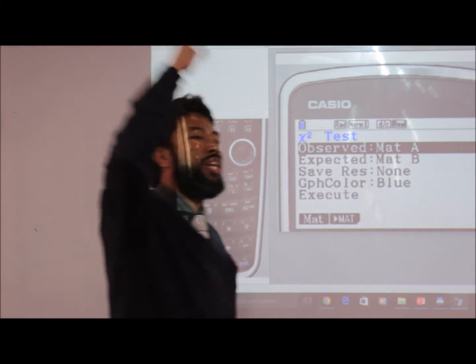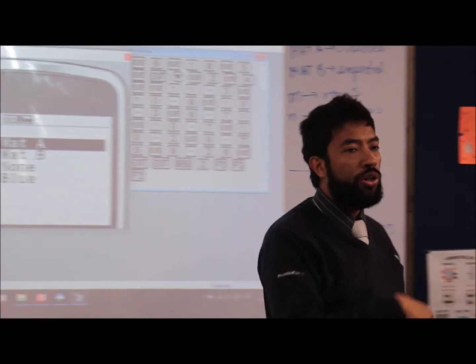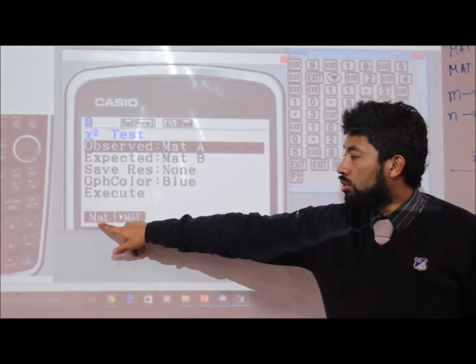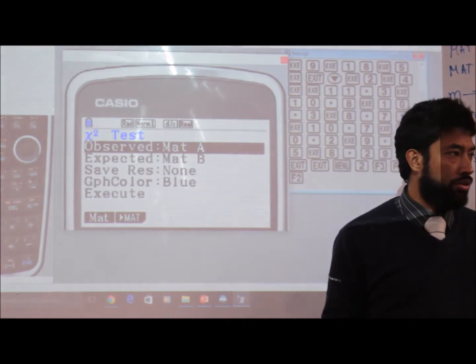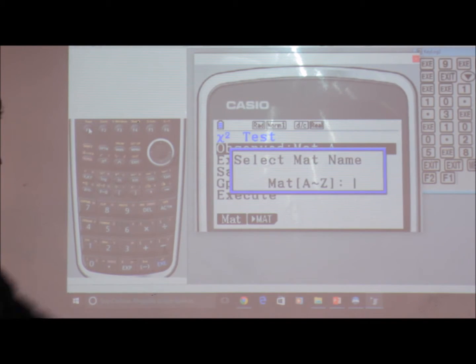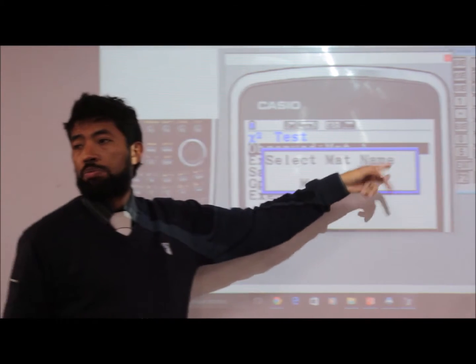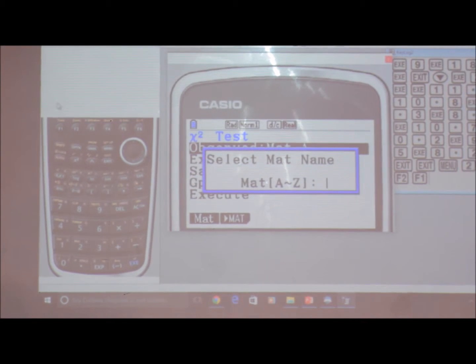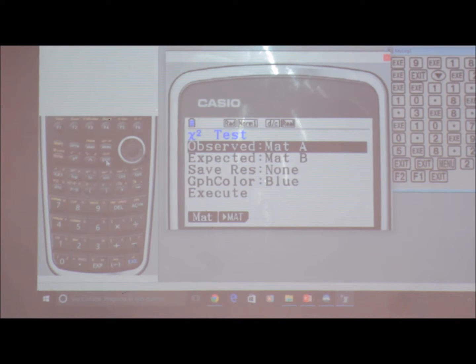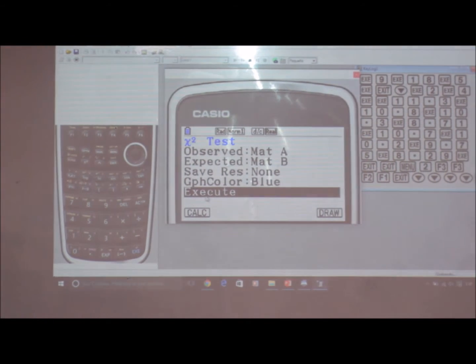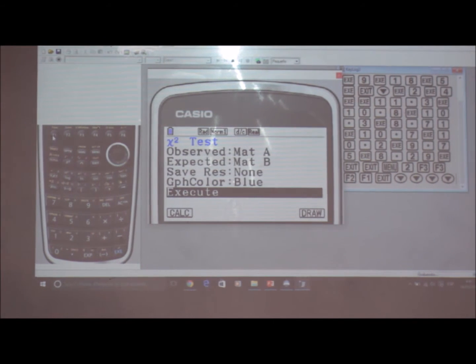Now, teacher, what happens if I have a lot of matrices stored and my information is not there? You can use this one to change it. Yes, I can press here. If I don't have it in that one, I just put the other one. And you scroll down up to execute. We are going to calc at first.